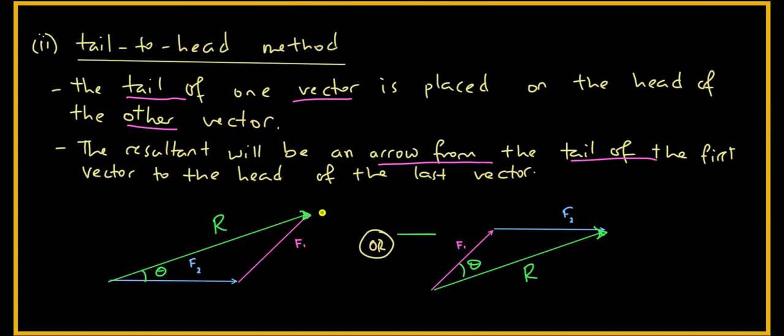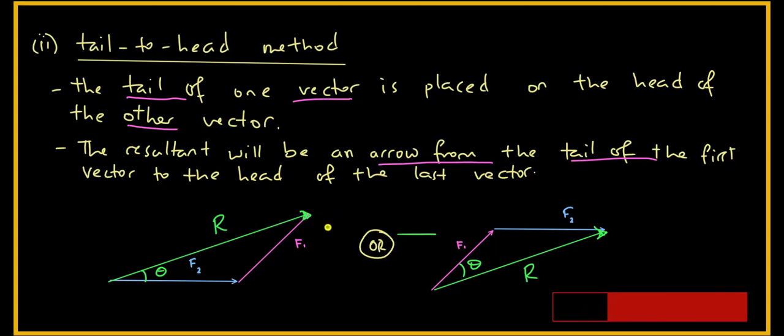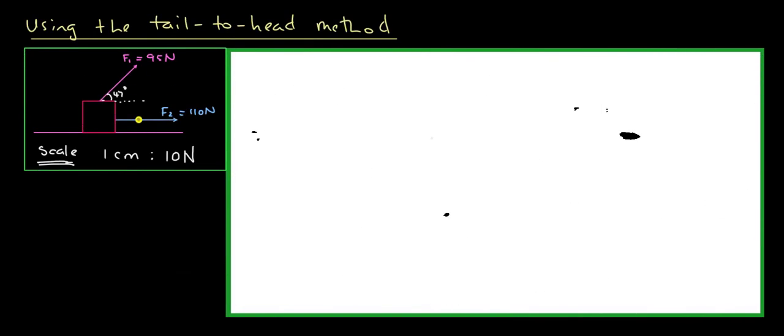So we'll try to look at an example. We'll just use this vector diagram, this situation here, as our example. And we'll try to use both methods to see how we do it. Alright, so we have this particular situation here. What we want to do now is try to use the tail to head method first.